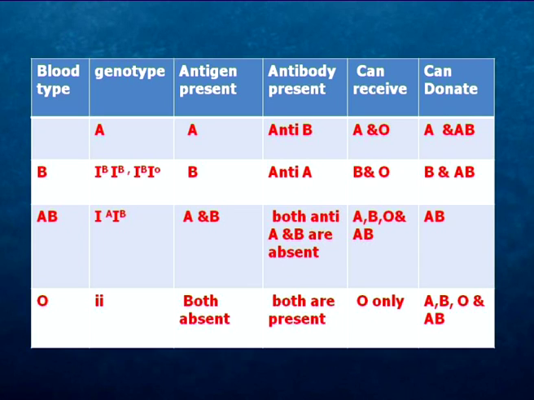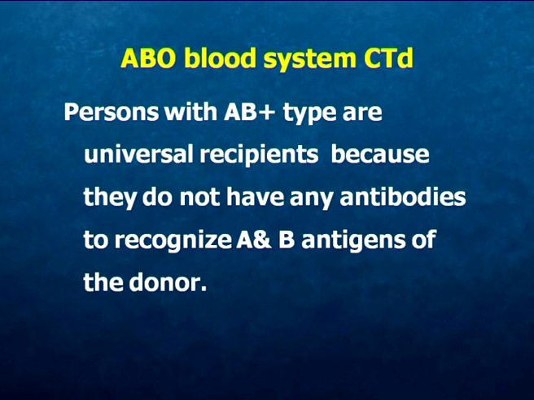Now AB, you find IAIB, because they are codominant, both are present here. Now antigens present, A antigen is there, B antigen is there. When both antigens are present, there is no scope for the presence of antibodies. So both anti-A antibody and anti-B antibody are absent here. Now AB group people can receive blood. AB is branded as the universal recipient. Why is it called universal recipient? That we take up after this. For the time being, AB is a universal recipient.